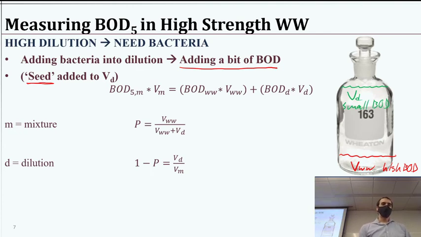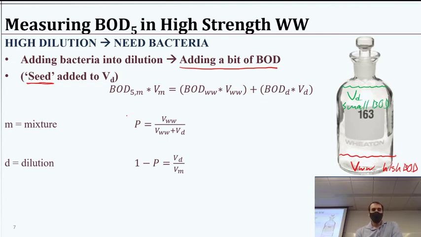If we do want to seed that bacteria into the solution, then it becomes a little more complicated, and our total BOD in the mixture is just going to be a dilution problem. We've done these very simple mass balances since the beginning of the class. A concentration times a volume gives us a total mass, equal to the concentration times the volume in one part plus the concentration times the volume in the other part. So the concentration times volume of the mixture is equal to the concentration of the wastewater times the volume of the wastewater plus the concentration of the dilution times the volume of dilution.